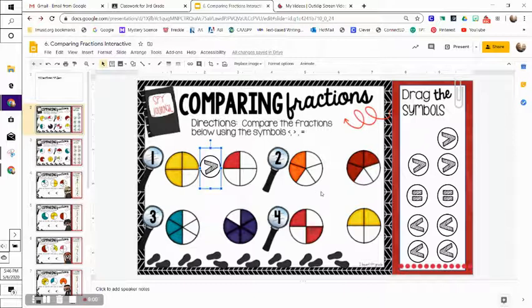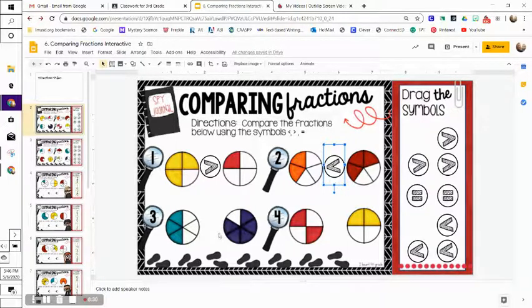And that's that one. But you're not done yet. You still have 3 other problems to solve. So again, here you have 1, 2, 3, 4, 5. Both of our circles are divided into fifths. Here we have 2/5 shaded. Here we have 3/5 shaded. So in this case, 3/5 is greater. So I'm going to grab the greater than symbol and drag it on up. And you would read this as 2/5 is less than 3/5. But you're not done yet.